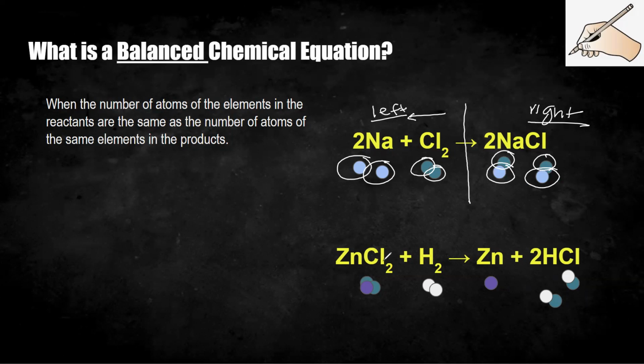You can also look at zinc chloride, or ZnCl2, excuse me, and hydrogen. We have 1 zinc here in purple. We have 2 chlorine atoms on both sides, and we have 2 hydrogen atoms on both sides.